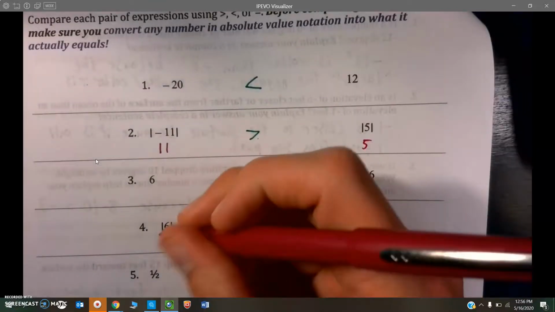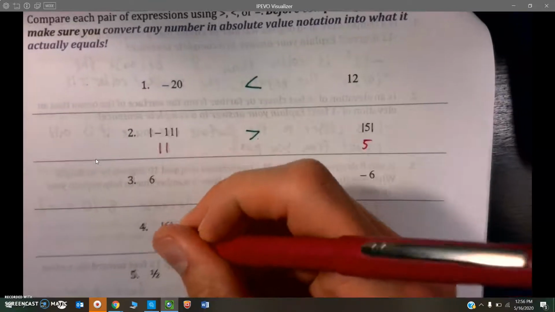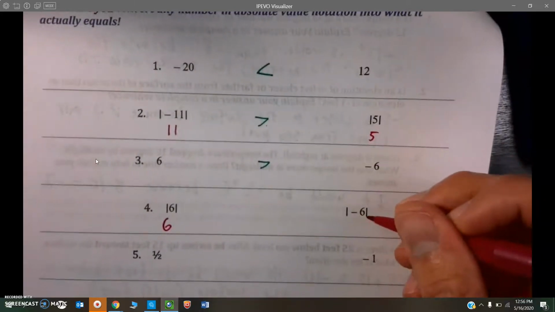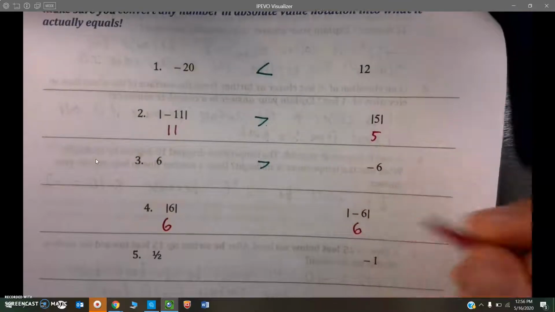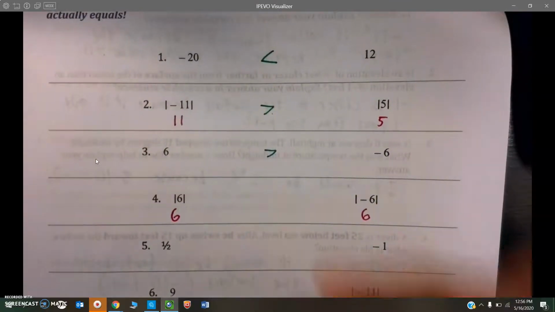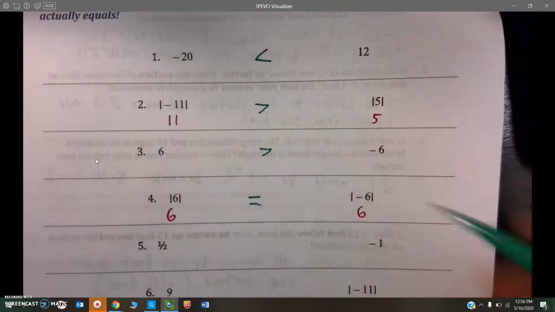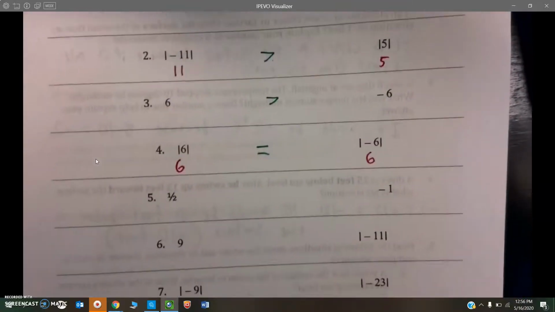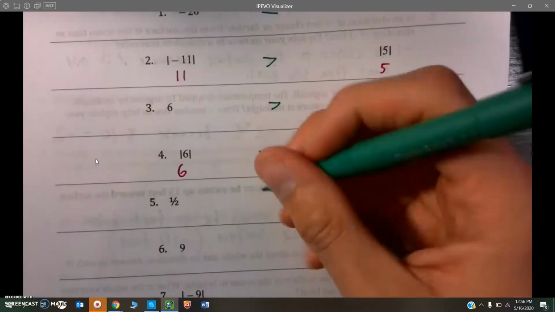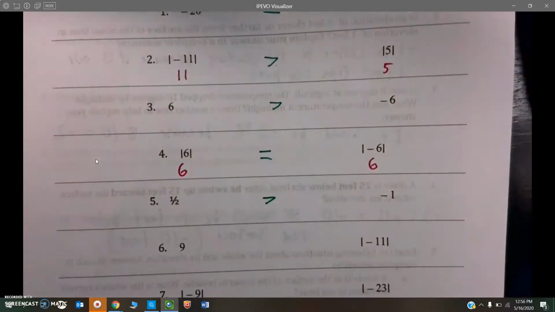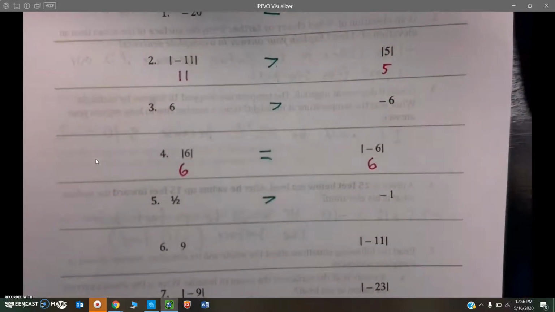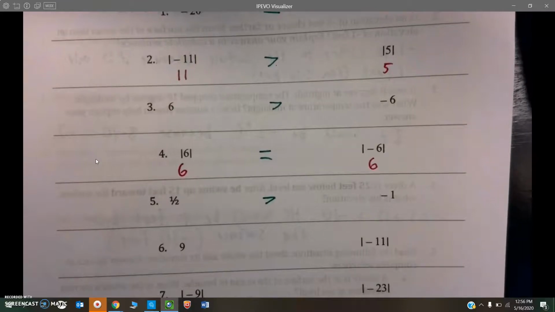Now we have the absolute value of 6. So the 6's distance from 0 is 6, 6 to the right. The absolute value of negative 6 is also 6. It's 6 units to the left. And so this one would actually be equal. The absolute value of 6 and negative 6 is the same. 1/2 and negative 1. 1/2 is greater. Once again, it's positive. No matter how small the positive, always greater than negatives.